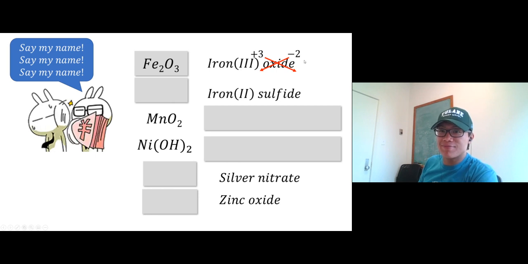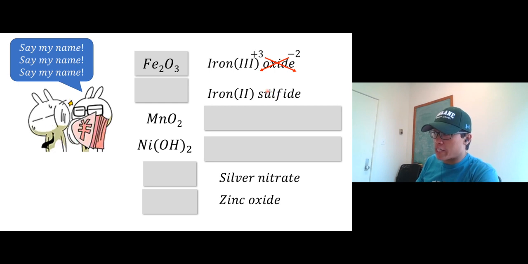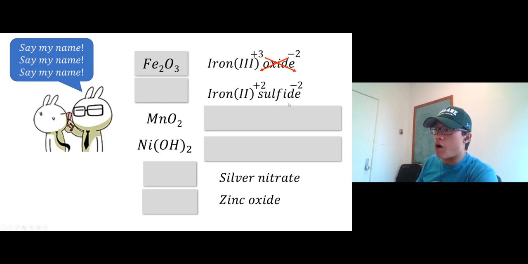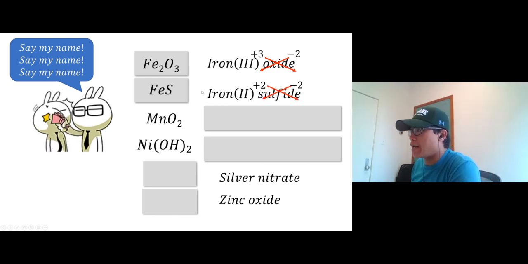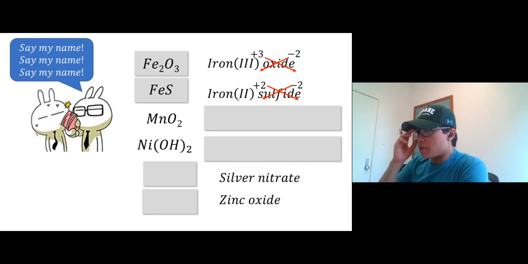Can you do the rest? Right, let's do the rest and then check with me. Okay, so iron 2 sulfide. Iron 2 is iron 2 plus, and sulfide is sulfur, not sulfate. This is not sulfate, so watch out. Sulfide is group 6, so -2, right below oxygen. They already balanced out, so we just write Fe and S. Okay. All right, now next one.